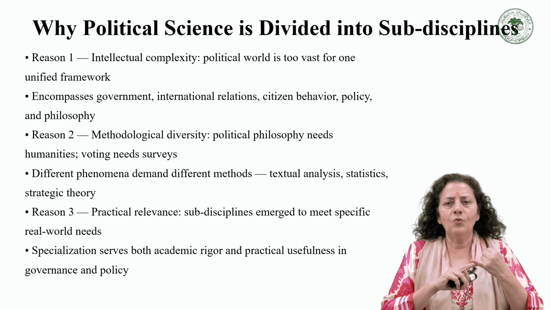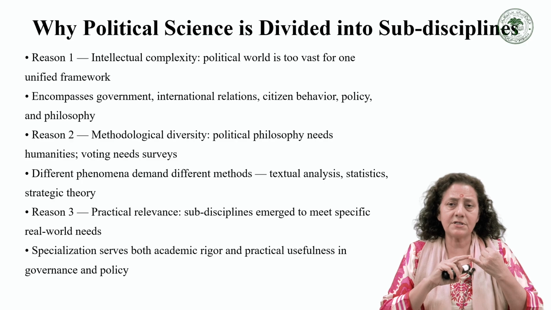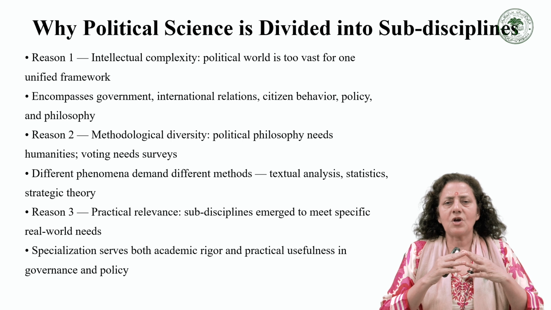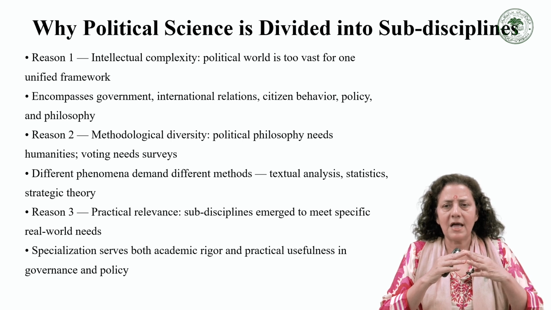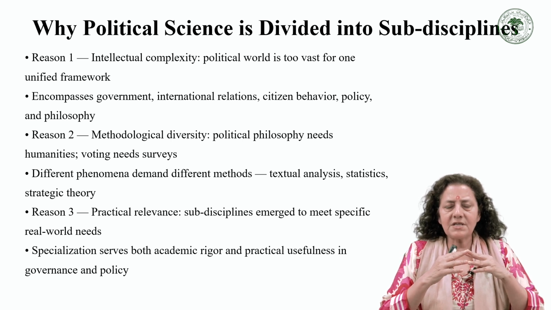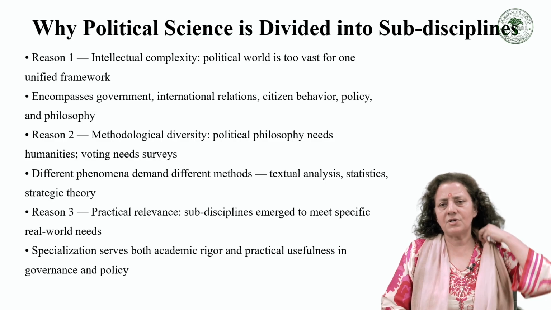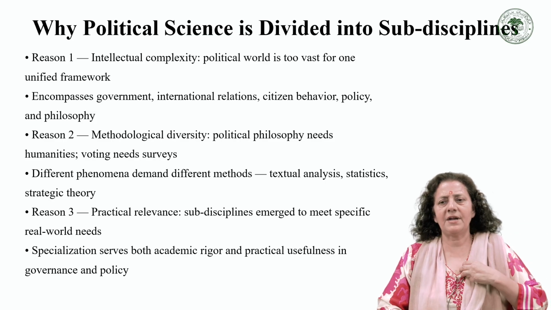The political world encompasses the internal workings of the government, relations between states, the behavior of citizens, particularly political behavior, the making and implementation of policies, the philosophical foundations of political life, and the role of economics in politics. No single framework can adequately address all these dimensions simultaneously.